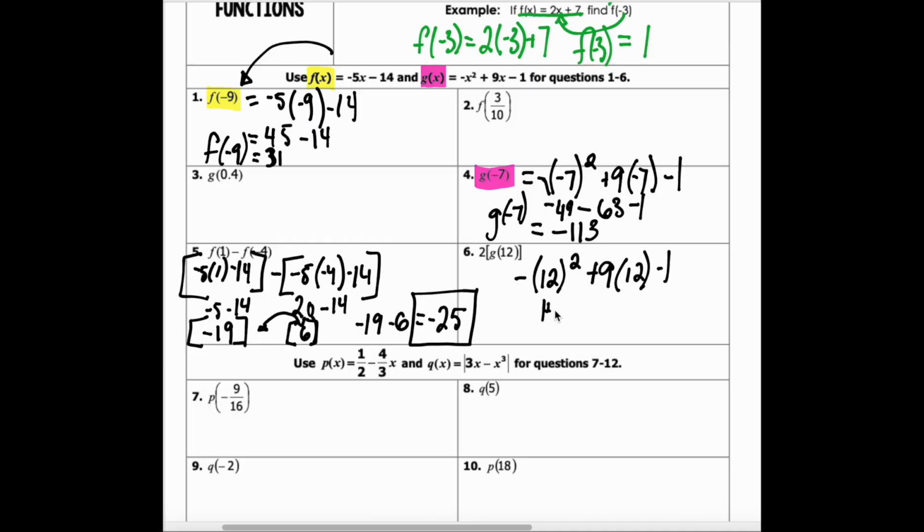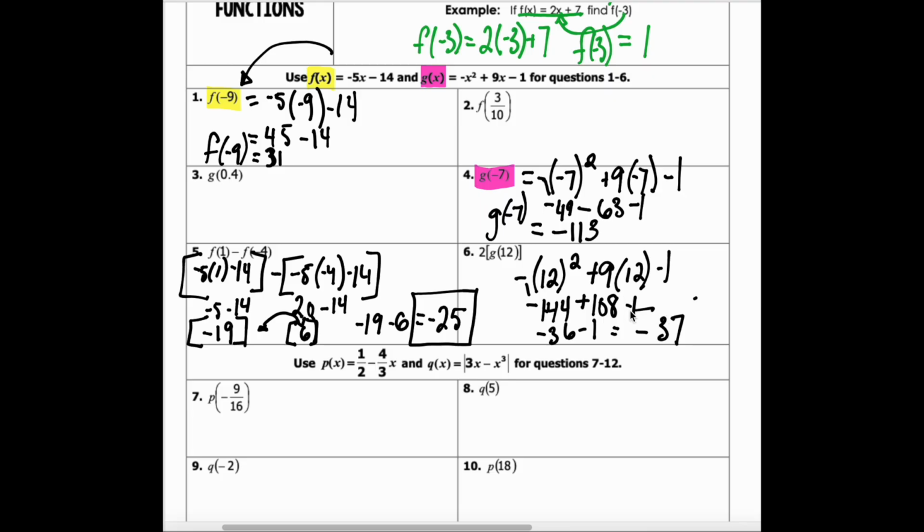12 times 12 is 144, and then I bring down my negative symbol. 9 times 12 is 108, and then minus 1. And so going from left to right, -144 plus 108, we get -36. And then bring down my -1, -36 and 1 is going to be -37. So this is the first step to our function. We found out what the input of 12 is.